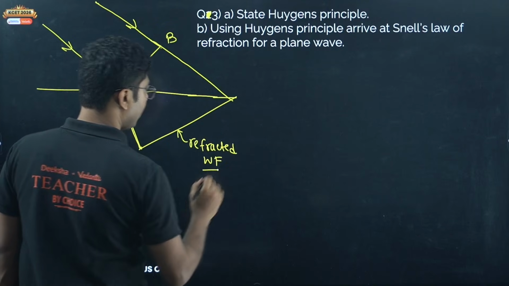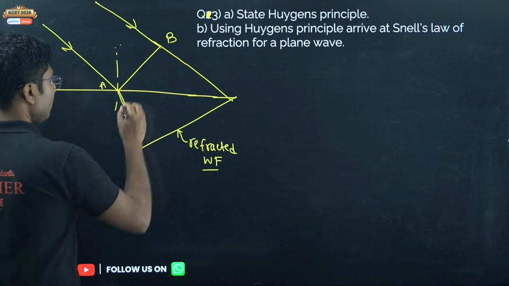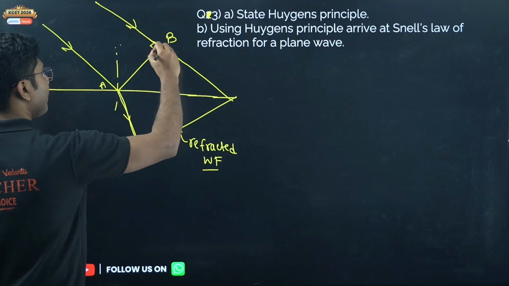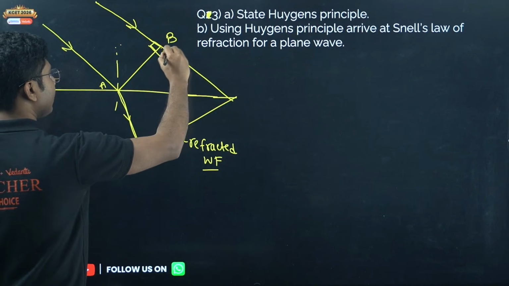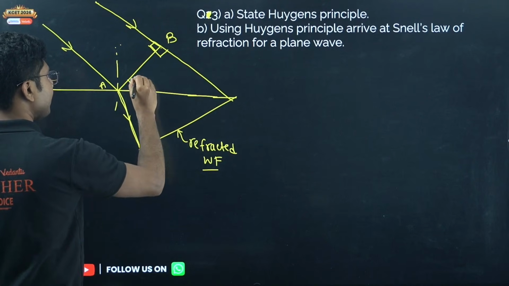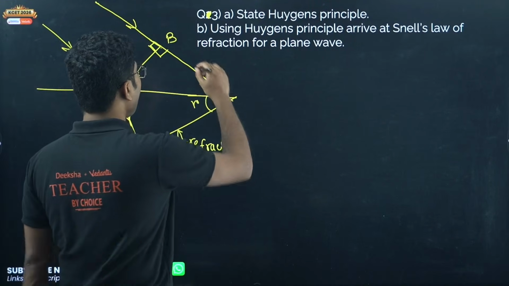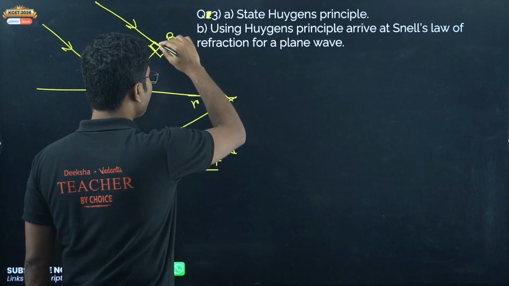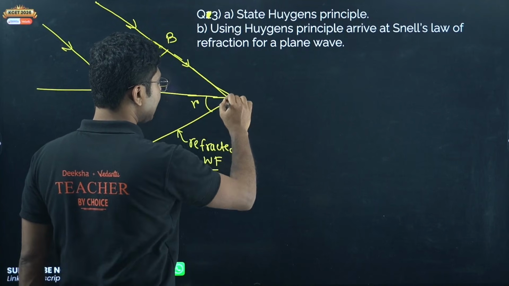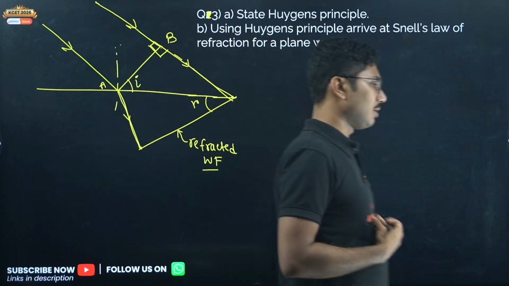Now as I mentioned, these angles will always be 90 degrees. So this is 90 degrees, this is also 90 degrees. This will be the angle of incidence and this will be the angle of refraction. Use a scale, don't draw like me. If you draw using a scale, these two points should match at this junction.